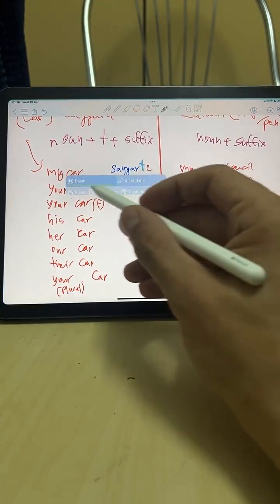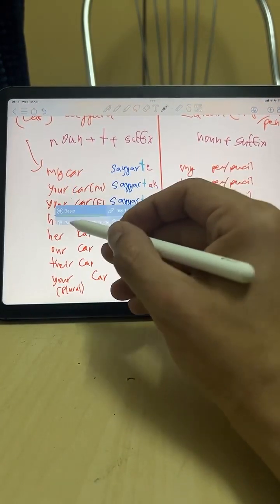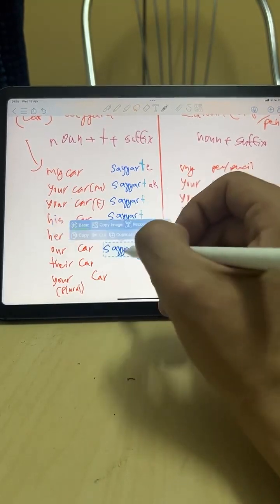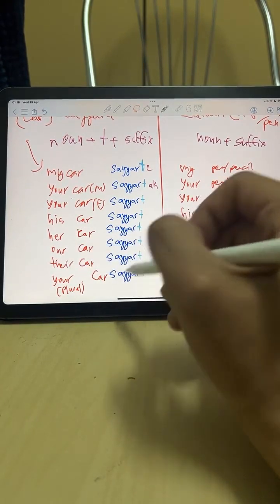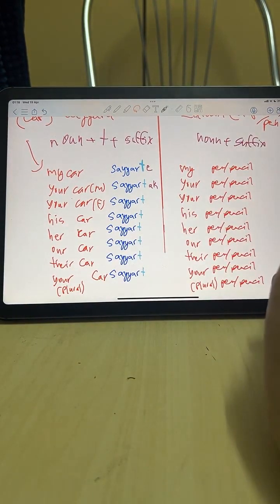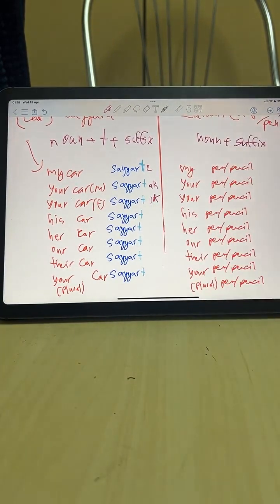Next one, your car feminine. His car. Yeah, her car.